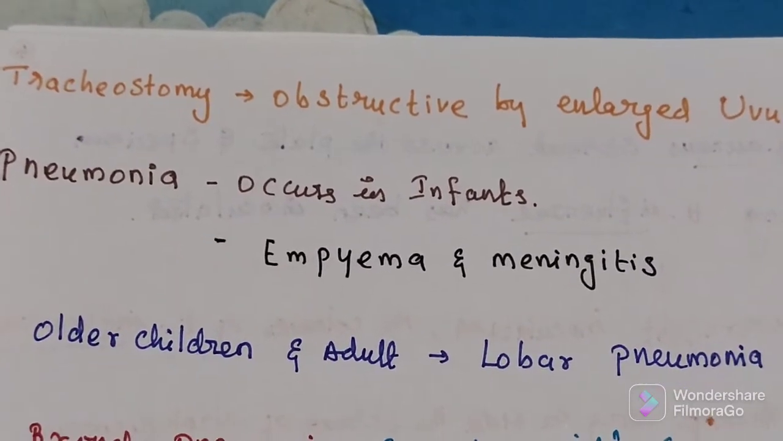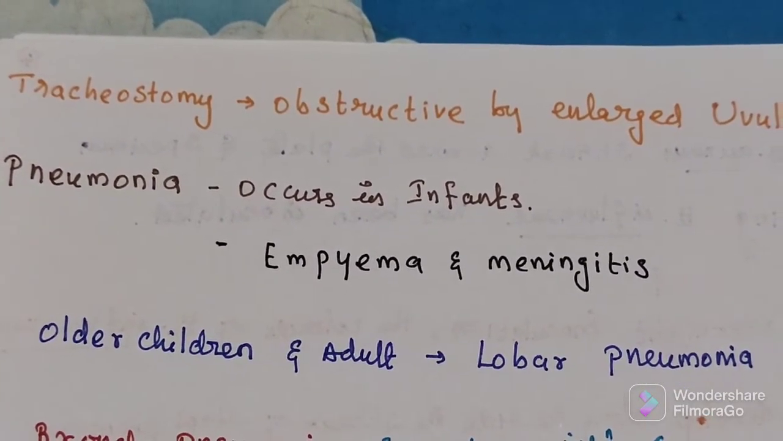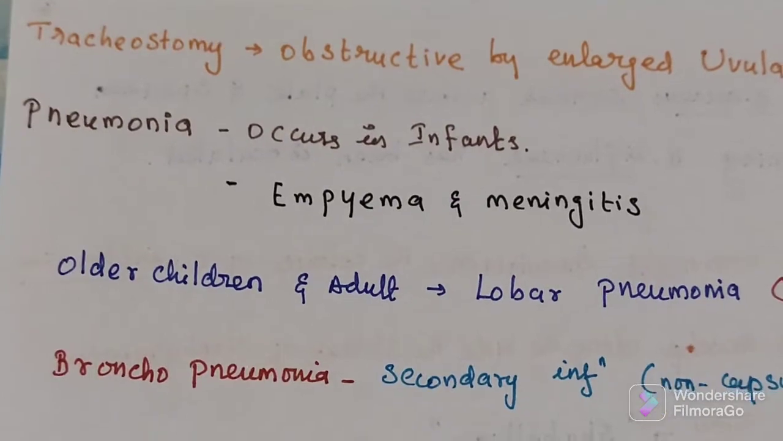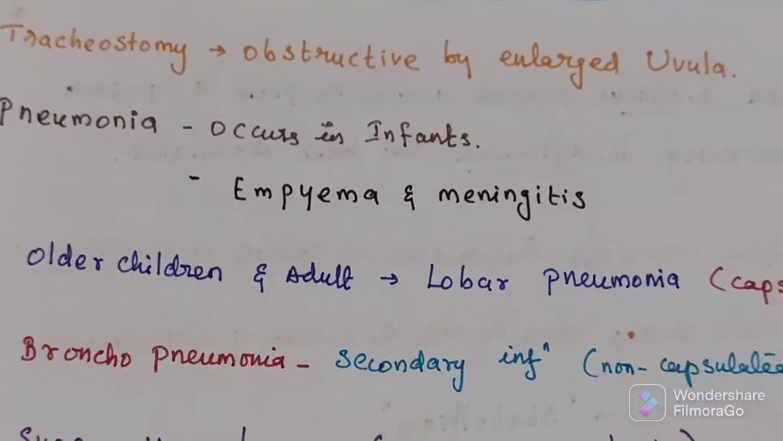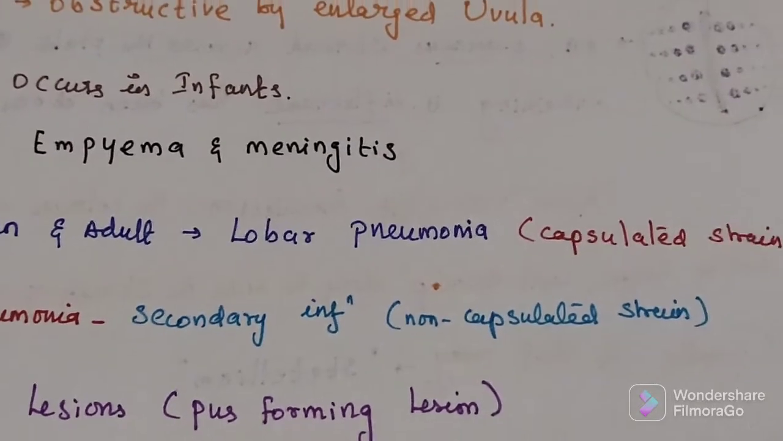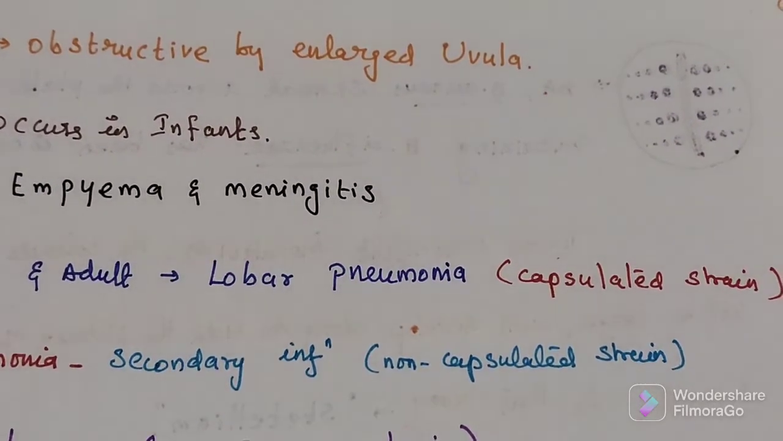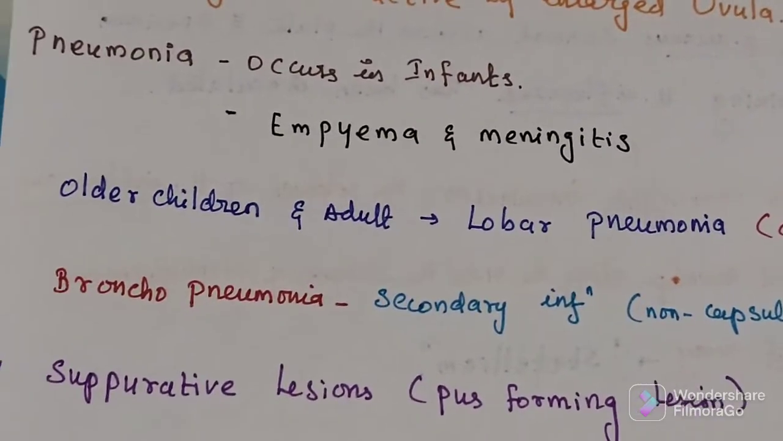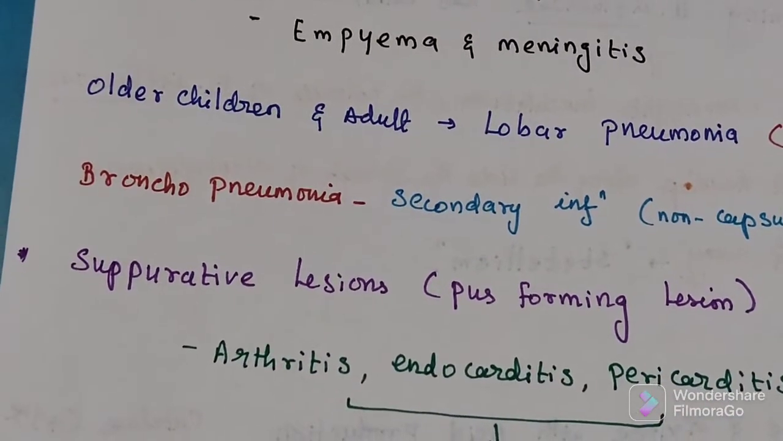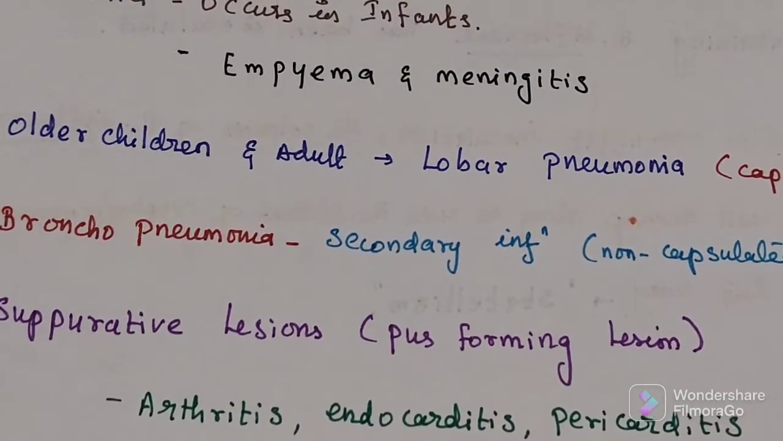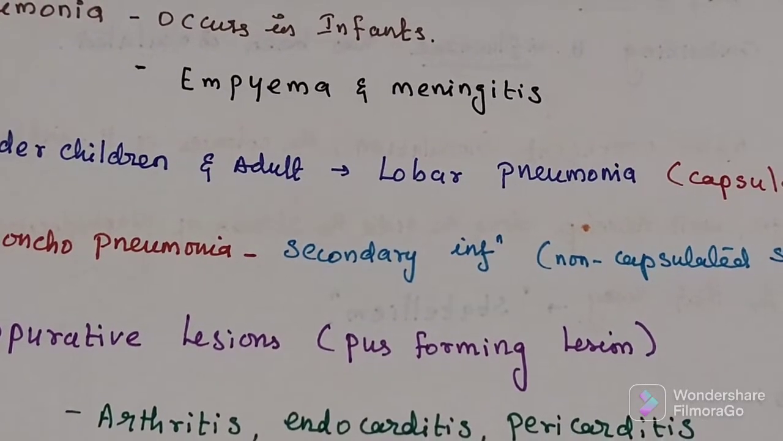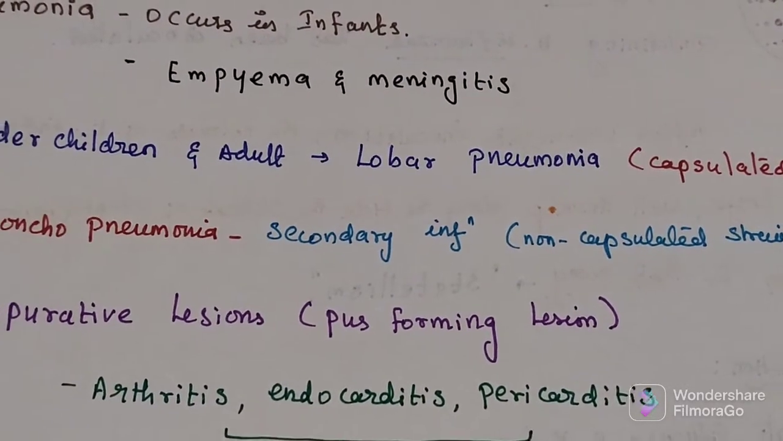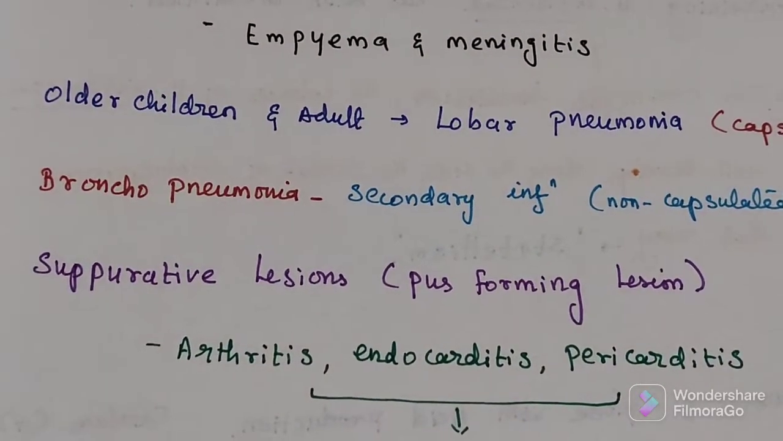Next is pneumonia, which occurs in infants. It is accompanied by empyema and meningitis. In older children and adults, lobar pneumonia occurs, which is a primary infection due to a capsulated strain like type B Haemophilus influenzae. Bronchopneumonia may occur as a secondary infection with a non-capsulated strain.